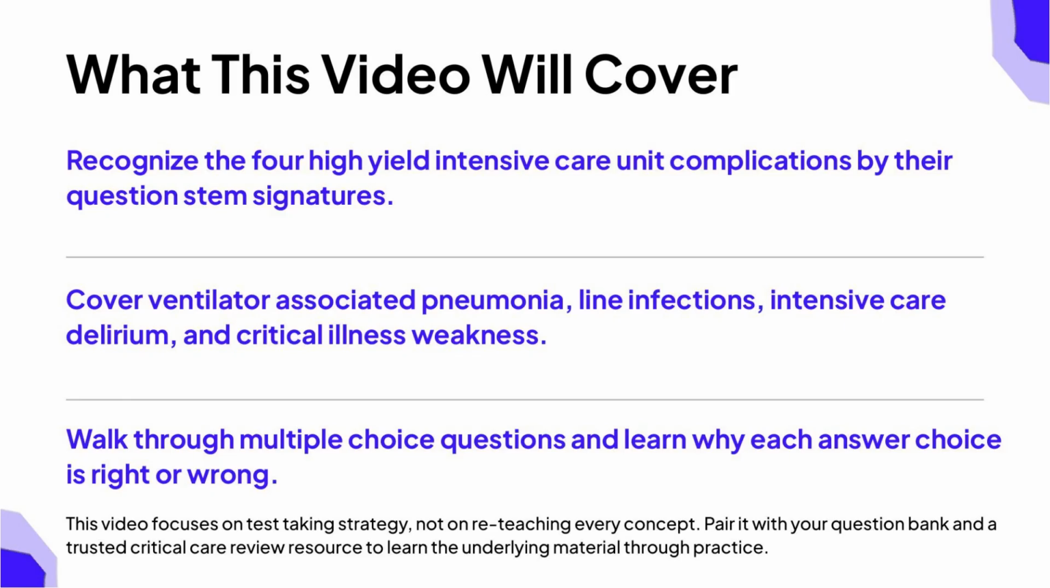We will focus on 4 high-yield intensive care complications: ventilator-associated pneumonia, infections related to central lines, intensive care delirium, and the weakness that follows a long critical illness. For each one, we will learn the signature of the question stem, the test-taking strategy that points you to the answer, and then we will work through full multiple-choice questions and explain why each option is right or wrong.